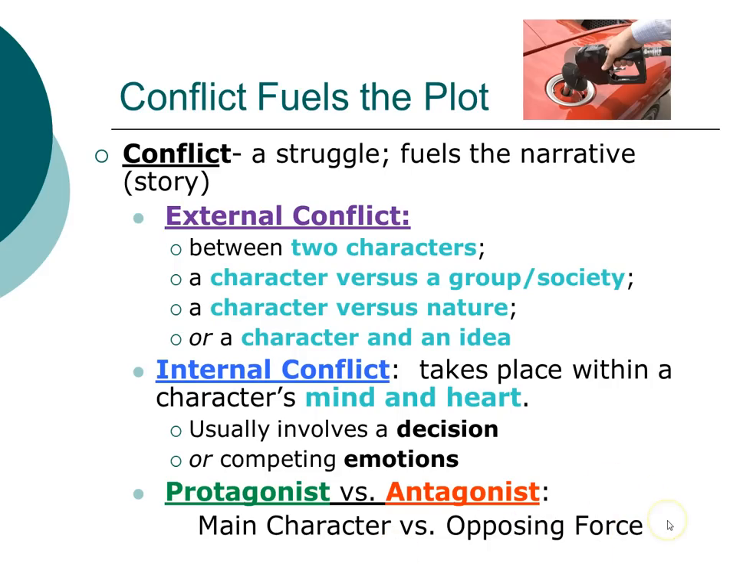An antagonist does not necessarily have to be a character or a person. It could be something like, for example, the weather, like a hurricane that someone is battling against. So these are the two main types of conflict, external and internal.